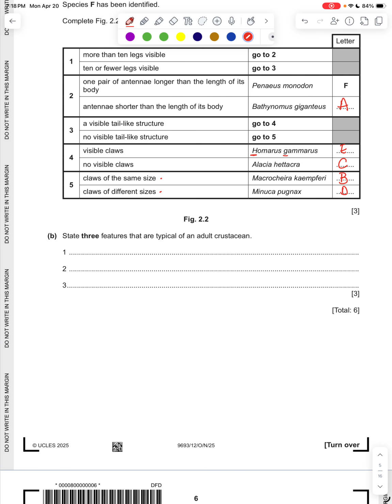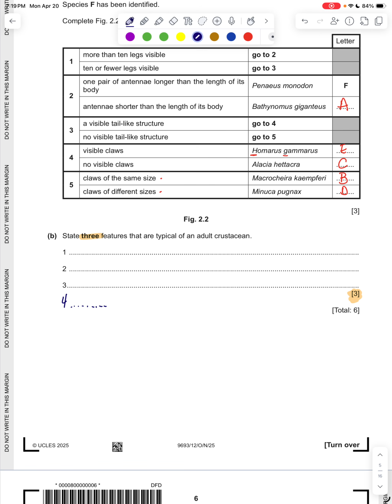Okay, I'll delete that. State 3 features of typical crustaceans. We have to do 3. If you write 4, you will not get any more marks. If anything, you could contradict yourself if you put a 4th here. They will read it, for the sake of checking whether you are contradicting yourself.